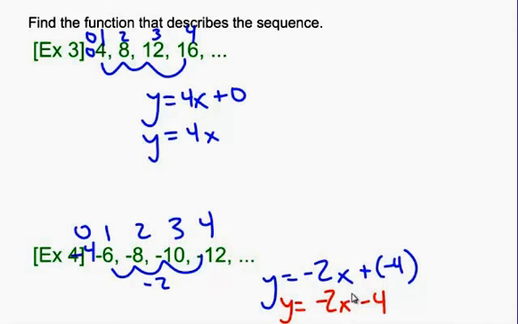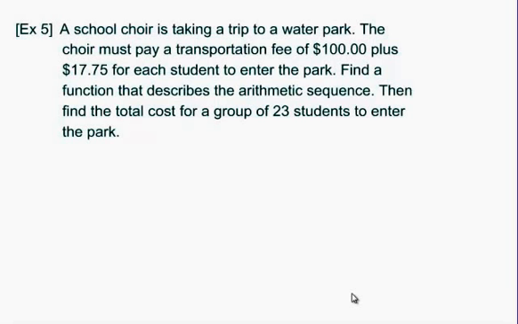Okay. Now we have word problems. And this may look intimidating. It's not intimidating. Let's just break it down. You do not have to write down this whole word problem. Don't write the whole thing down. But it says, a school choir is taking a trip to a water park. The choir must pay a transportation fee of $100 plus $17.75 for each student to enter the park. Find a function that describes the arithmetic sequence. Then find the total cost for a group of 23 students to enter the park.